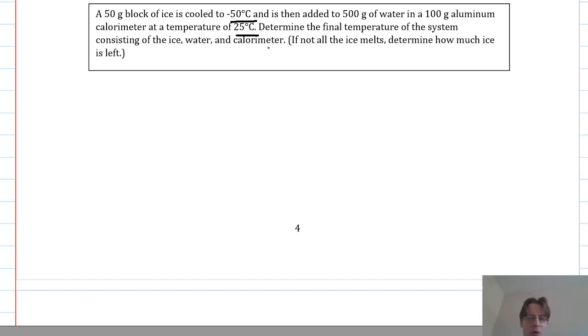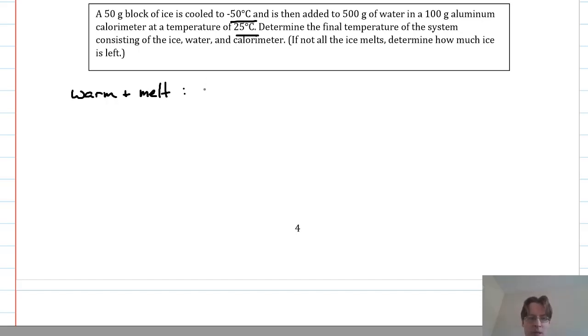Okay, so like before, I calculated some preliminary things. First, I want to figure out how much heat it would take to basically melt all the ice. Of course, to melt this ice, I first have to warm it and then melt it because it's not already at the melting point. So I have to warm it up 50 degrees up to 0 and then melt it. And how much heat will that take?